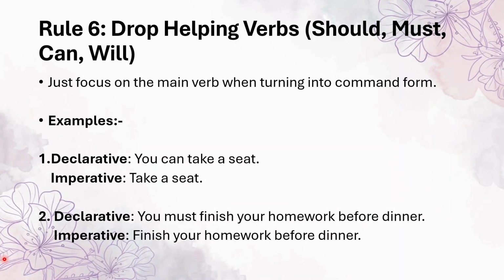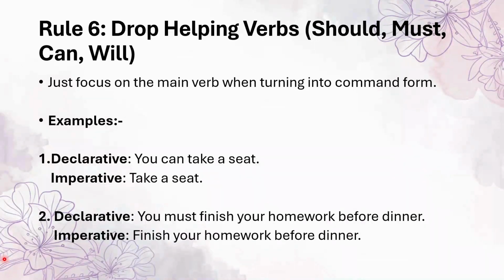Number 3 was change advice to commands. Remove modal verbs and directly use the main verb to make the sentence more direct. Number 4 was use "let's" for group suggestions. Replace phrases like "we should" with "let's" to suggest actions collectively. Next was use "don't" for negative imperatives. For negative instructions, begin with "don't" or "do not." Clearly express what not to do. Number 6 was drop helping verbs. Eliminate helping verbs such as can, must, or will, and focus on the main verb action.